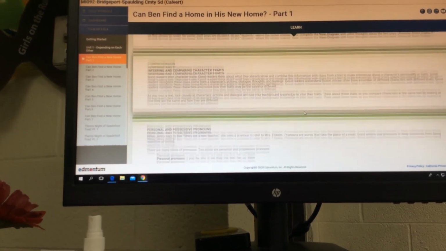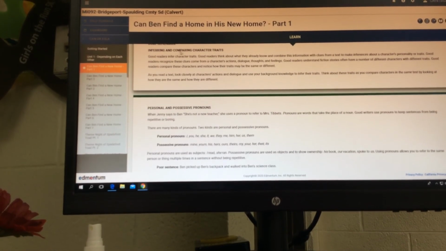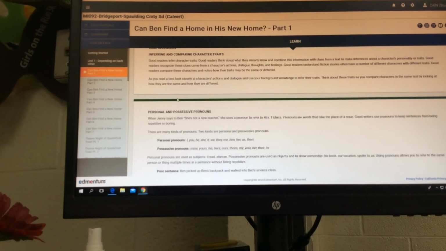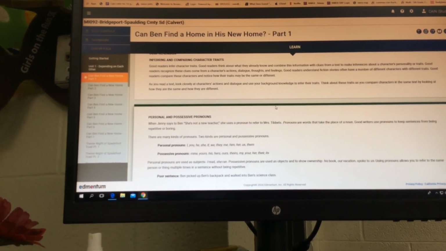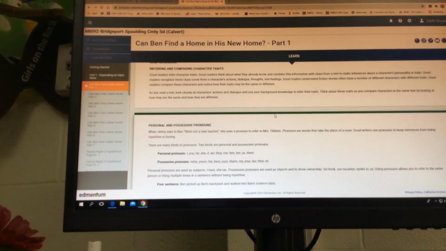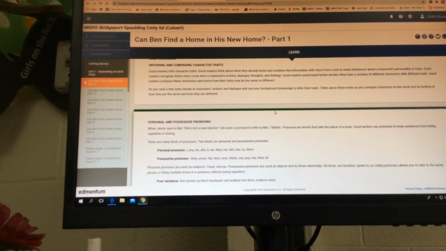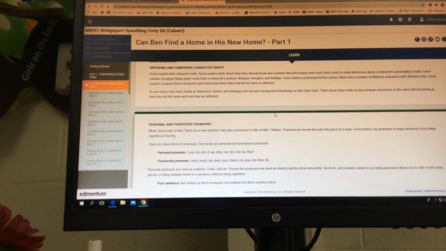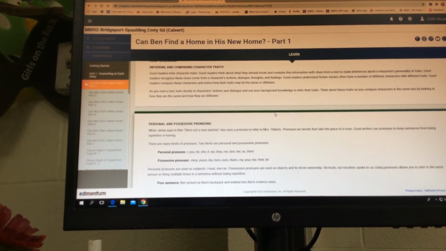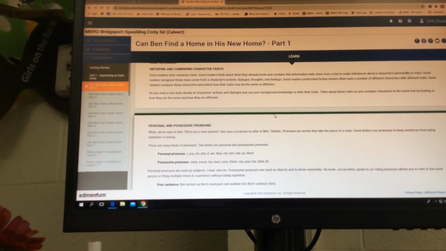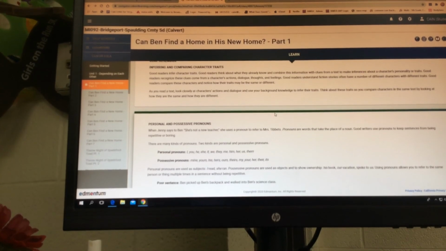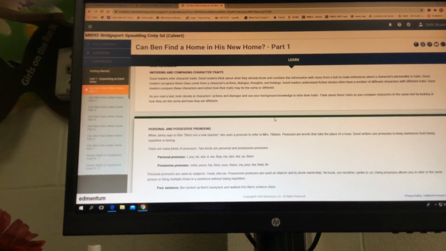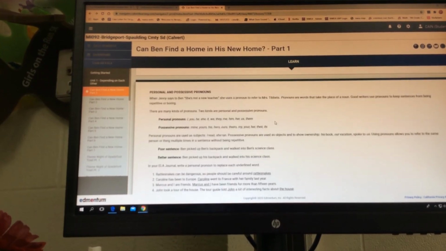Then you're going to scroll down. It says inferring and comparing character traits. It says as you read a book, look closely at the characters' actions, the dialogue. Use your background knowledge to infer their traits. The traits is anything that makes them who they are. It can be what they look like, what they sound like, what they act like, things that they like. Are they shy? Are they brave? All of those things are traits.